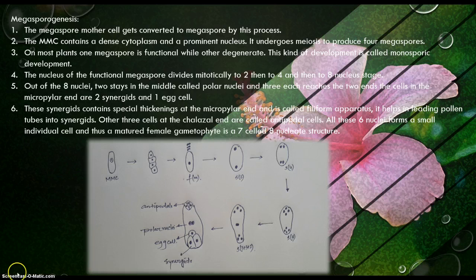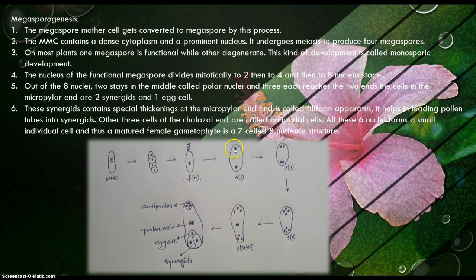We have this megaspore mother cell. This is one of the most important topics here, so note it down very clearly. This is the megaspore mother cell. It divides into 4 megaspores. Out of these 4 megaspores, 3 degenerate and 1 becomes the functional megaspore. This functional megaspore contains one single nucleus.